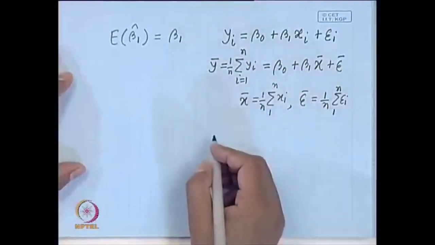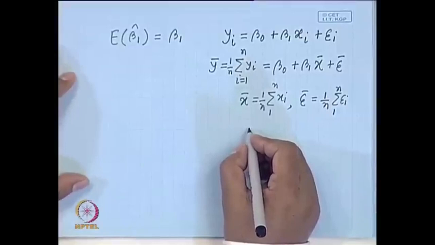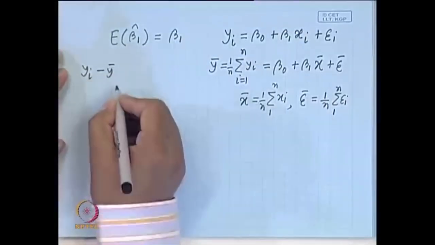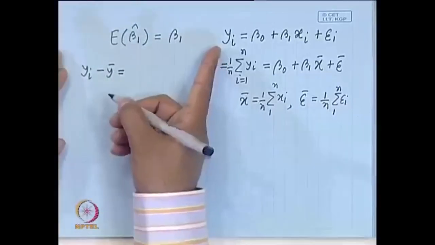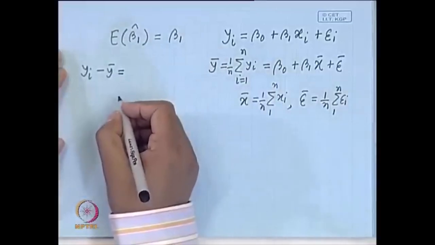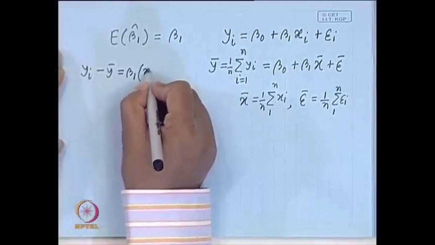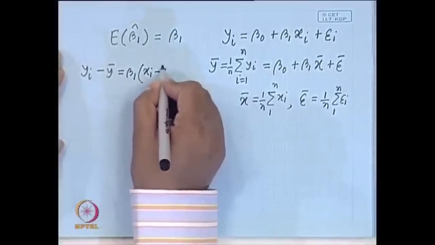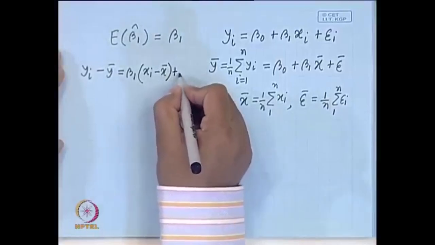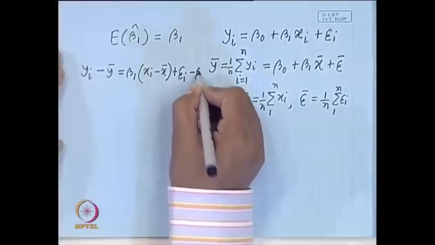Then from here, y_i minus y bar is equal to beta 1 into (x_i minus x bar) plus (epsilon_i minus epsilon bar).